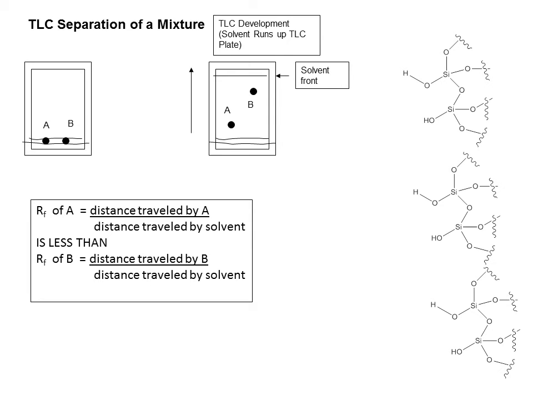Now you can watch this animation of compounds A and B as they migrate up the silica gel surface. Compound A, of course, will have a different stickiness than compound B, and that will be illustrated by the number of hydrogen bonds that they make to the surface of the silica gel.